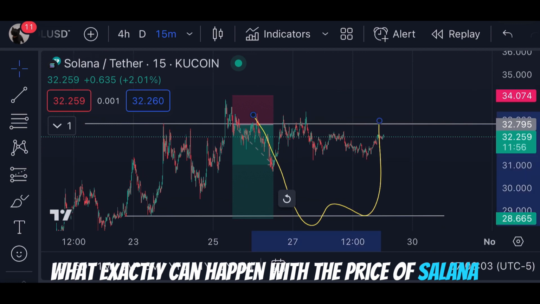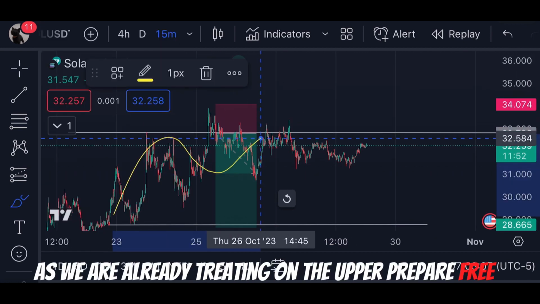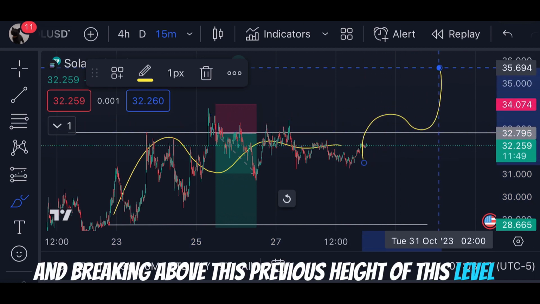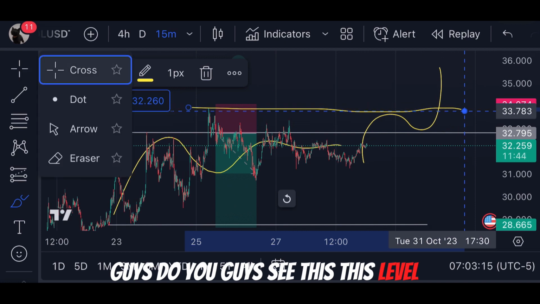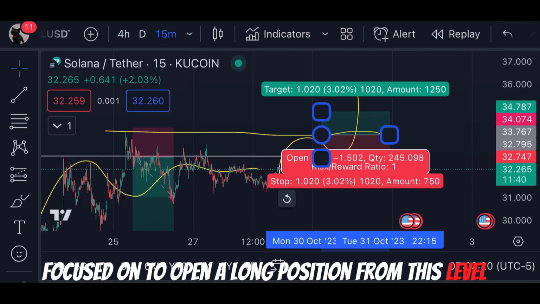So what exactly can happen with the price of Solana from this Monday range, I can predict, as we are already trading on the upper periphery. Once we break above this Monday range and break above this previous high of this level, guys, do you see this level, then I'm definitely focused on opening a long position from this level.